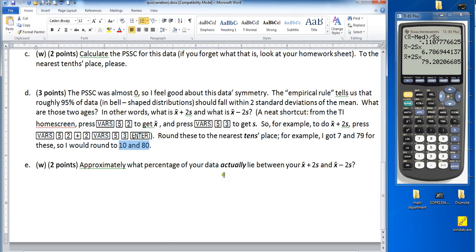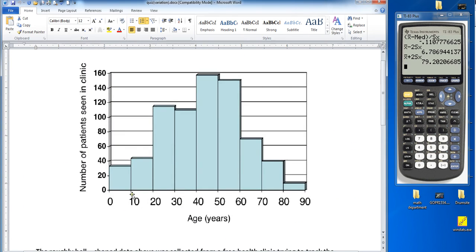And I'm pretty sure, yep, letter E here: approximately what percent of your data actually lies between that? Well, if you look up at your graph, you've got 10 and you've got 80. So essentially you're losing this tail and you're losing this tail. Now I know from my 1-Var Stats that there were 728 data points. So I'm going to keep that in the back of my mind. I'm going to take out the outliers-ish. So I had 32 here, I think, and I called that 10.